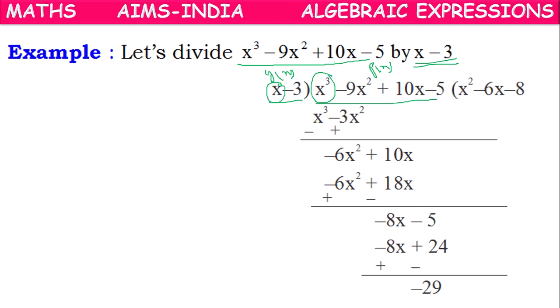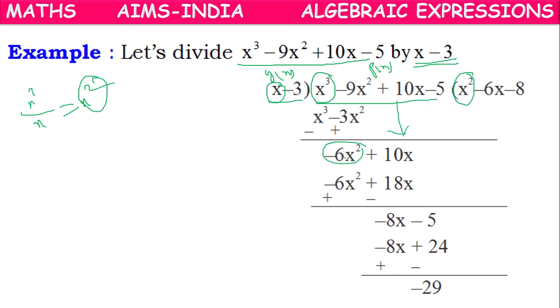of divisor. So x cube by x, 1x cancel, it will become x square, and this will be the first term of quotient. After that, we have to multiply with all terms of divisor, x square into x, x cube, x square into minus 3x square. Next signs will change. We will get minus 6x square. We will carry down next term.